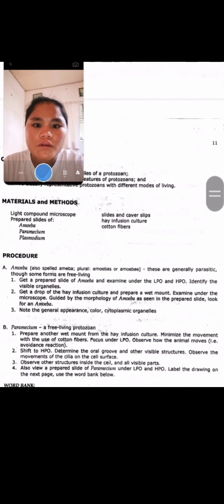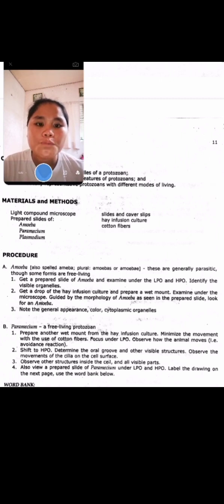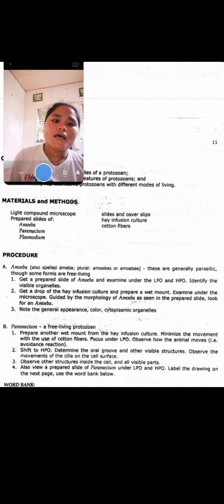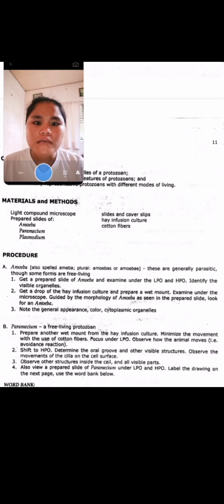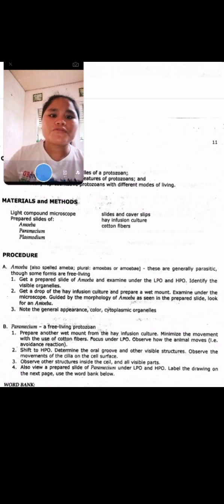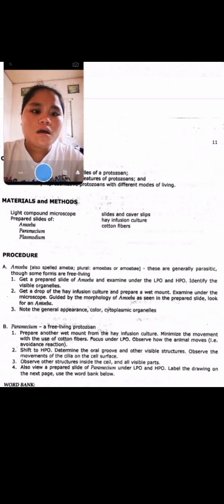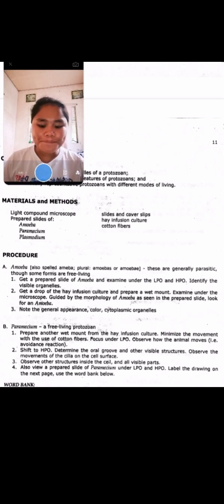Sa procedure, amoeba, plural amoebas or amoebae. These are generally parasitic. So, kani sila tanan gitawag generally parasites ang amoeba, though some forms are free-living. Number 1, get a prepared slide of amoeba and examine under the LPO. So, identify the visible organelles.